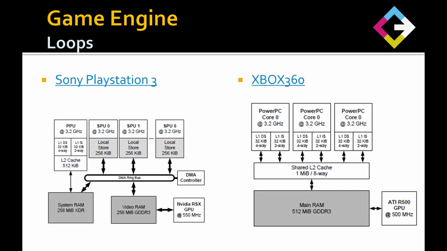Let's look at the Sony PlayStation 3 architecture. The PS3 main CPU is called the Power Processing Unit, or PPU. It is a PowerPC processor, much like the ones found in the Xbox 360 on the right. In addition to this central processor, the PS3 has 6 coprocessors known as Synergistic Processing Units, SPUs. These coprocessors are based around the PowerPC instruction set, but they have been streamlined for maximum hardware simplicity and maximum performance.